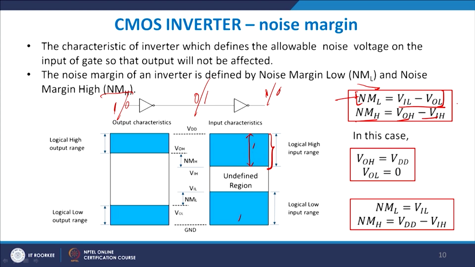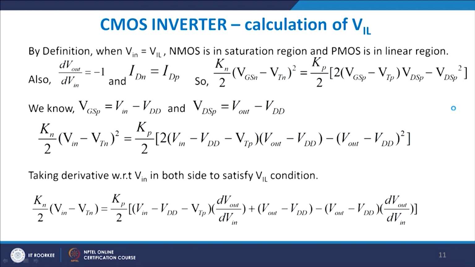As I discussed with you, since VOH equals VDD, NMH will be VDD minus VIH. So, my NMH is equal to VDD minus VIH, and my NML is just equal to VIL, because VOL is in any case 0. So, I get NML equal to 0 or equal to VOL, and in the second case I get NMH equal to VDD minus VIH, right, and that is what we have understood, or given a process, an idea.